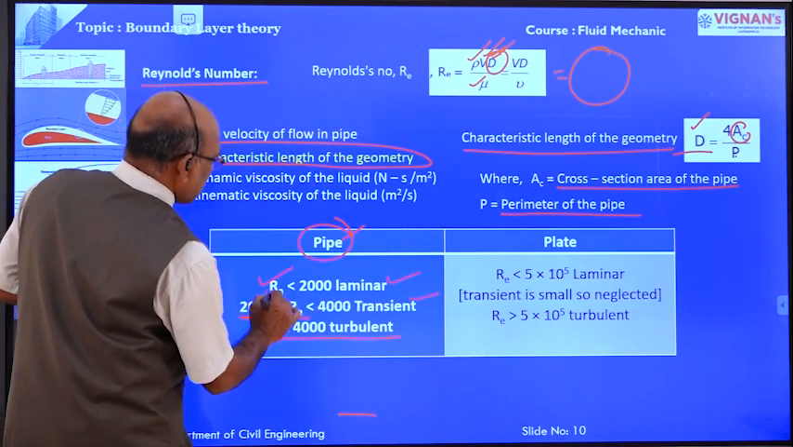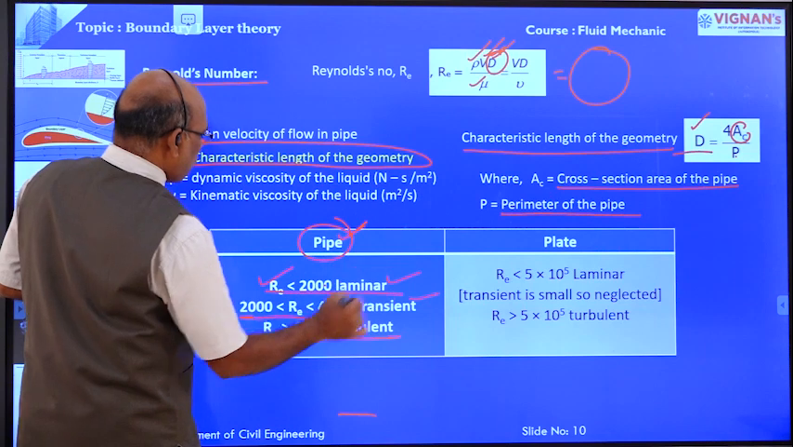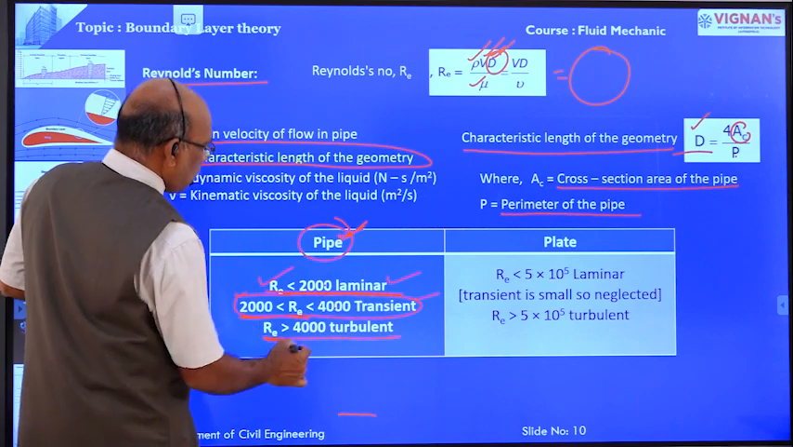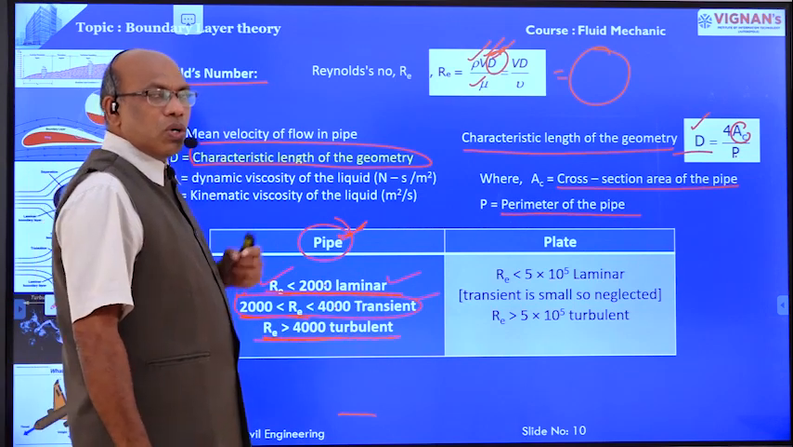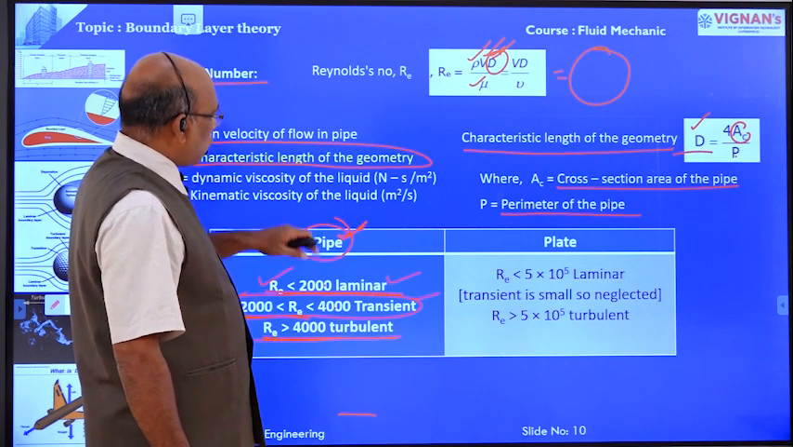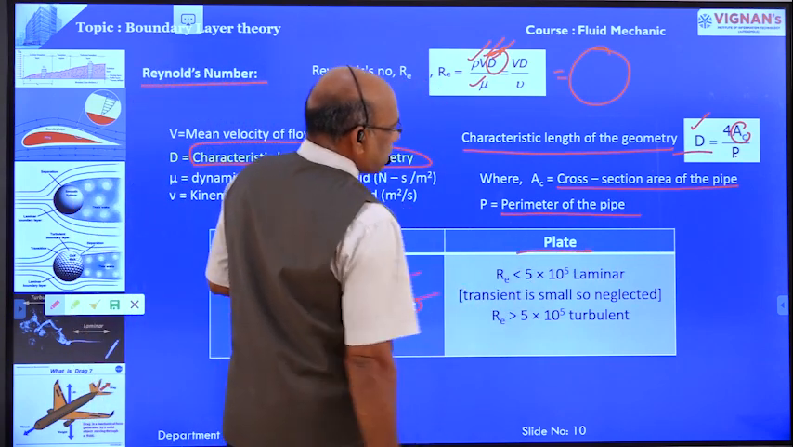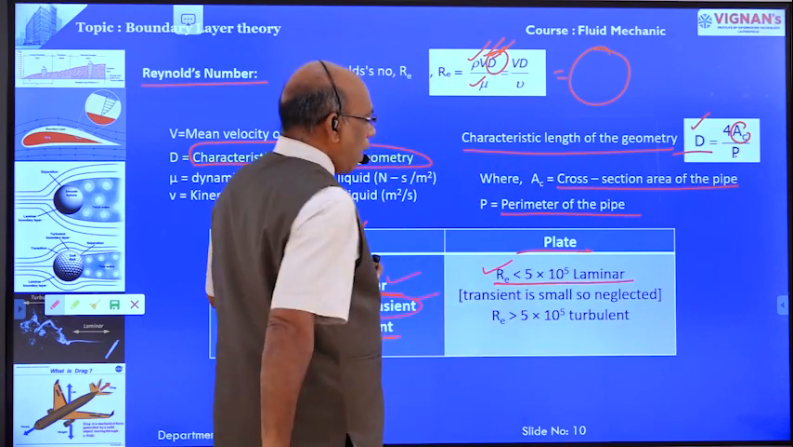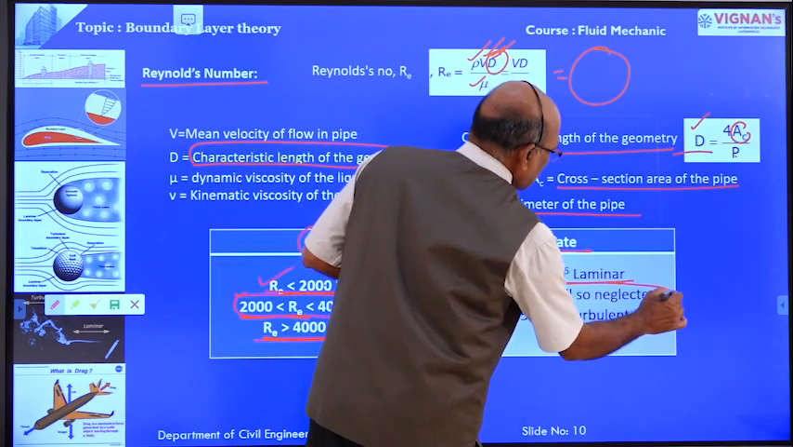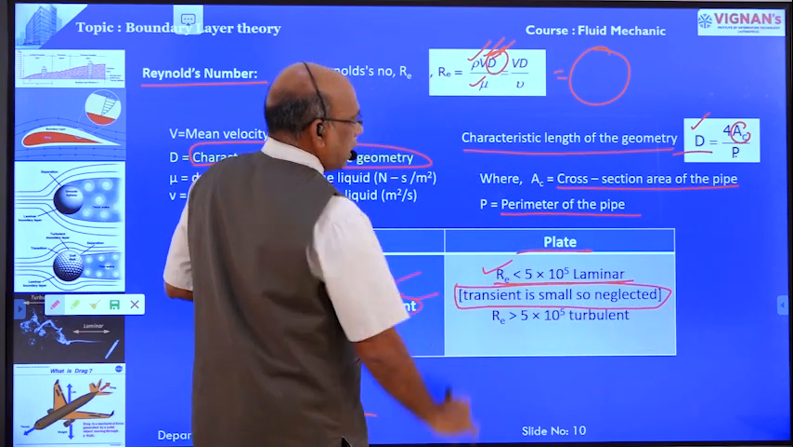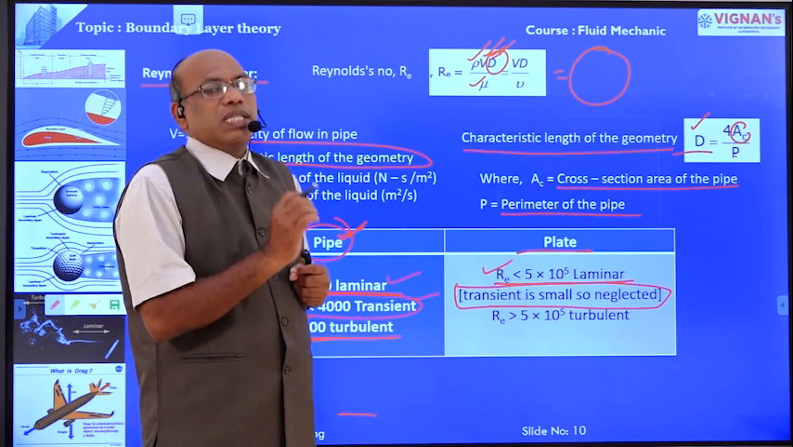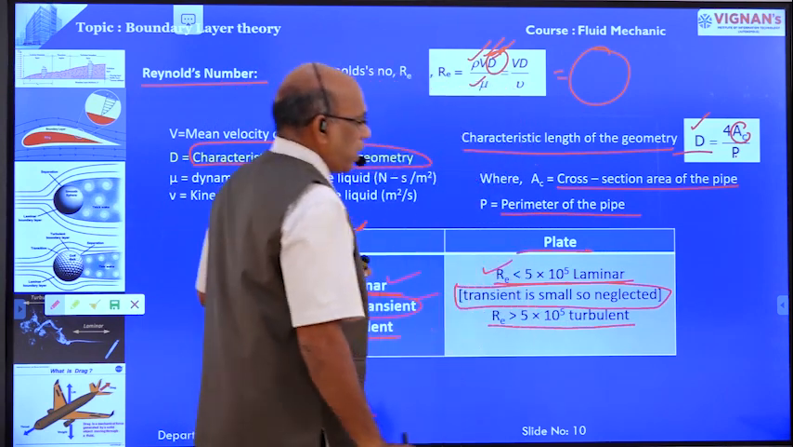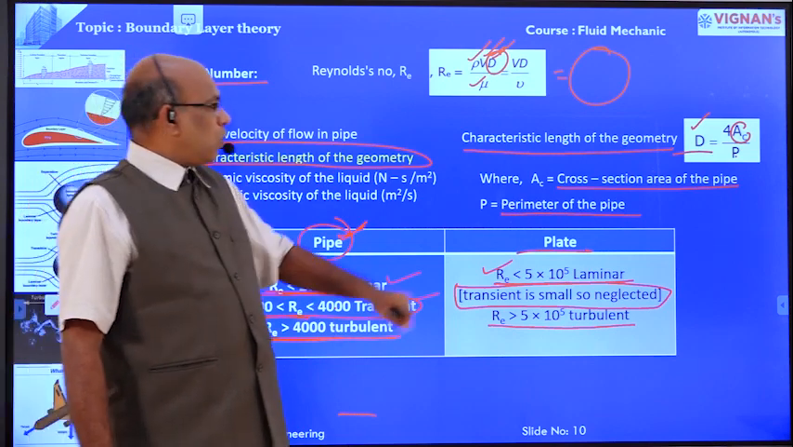If the Reynolds number is less than 2000 in case of pipes, that is laminar flow. If the Reynolds number is between 2000 and 4000 in case of pipes, that is transition flow. If the Reynolds number is more than 4000, the flow is known as turbulent flow in case of pipes. Whereas in case of plates, if the Reynolds number is less than 5 into 10 power 5, that is laminar flow. In case of plates, the transition flow is neglected, as it is very small. Then if the Reynolds number is more than 5 into 10 power 5, that flow is known as turbulent flow.